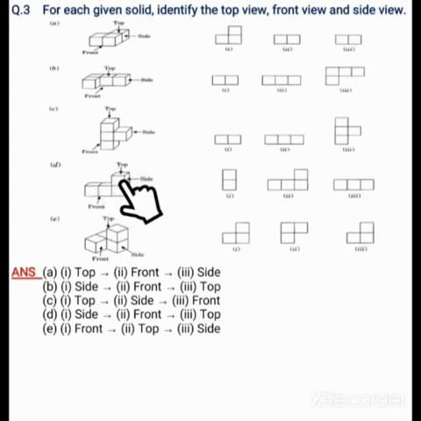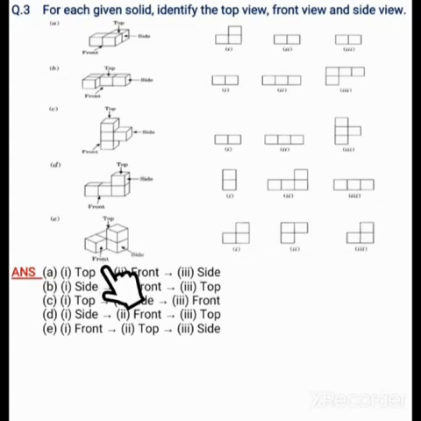1, 2, 3, 4. 4 boxes are in a front view, the side is 2, and top is 1, then 2 and 3. It means 2 boxes are a side view, 4 boxes are a front view, and 3 boxes are a top view.